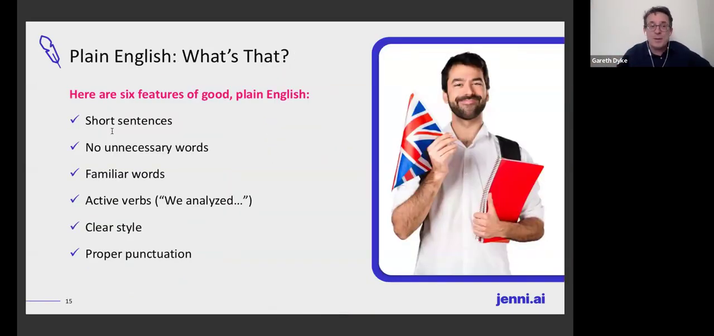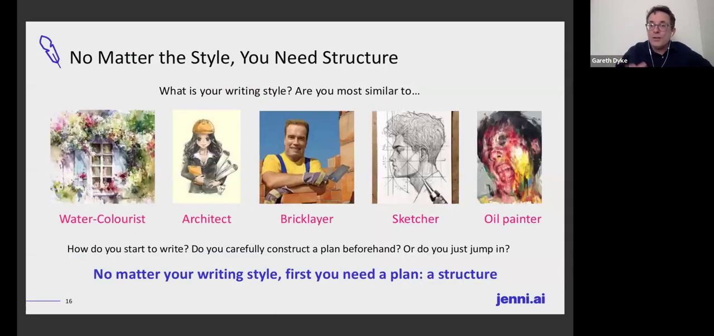In English academic writing, use short sentences, no unnecessary words, familiar words. Use the active voice, as Scott will show you in a moment: we analyzed, our team analyzed, I collected data, rather than the passive third person voice. A clear style and proper punctuation will help a lot with your readability. And don't forget that it's your readers, those people on the other side of the page, on the other side of the PDF, the screen, the readers, other researchers who are going to cite your work in their own articles.